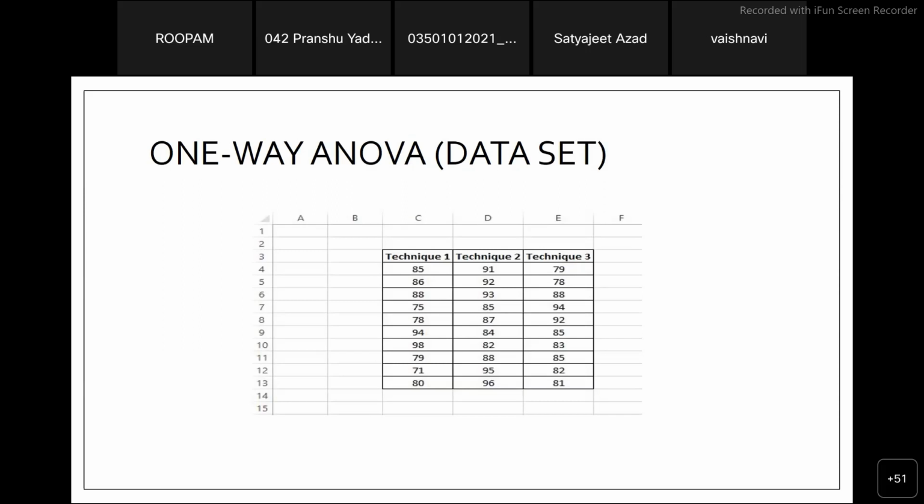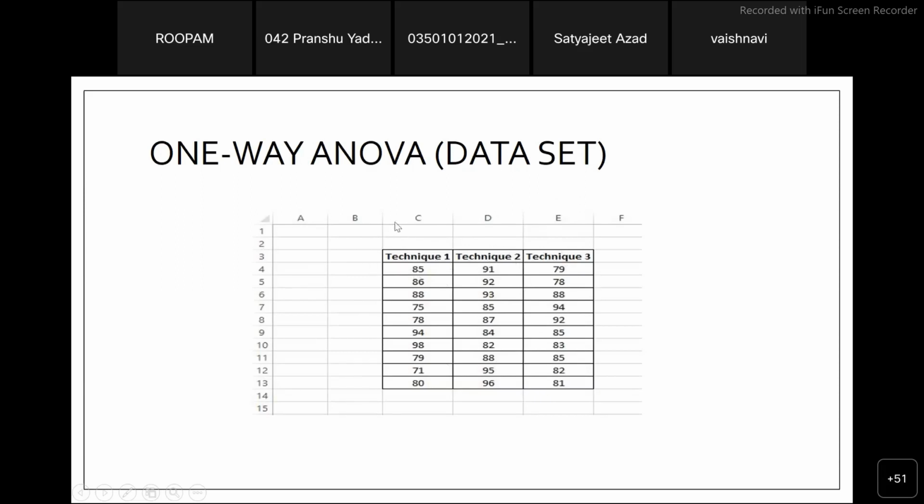So if you see, the response variable is continuous. Response means these entire marks. These are the marks obtained, and these are continuous numbers. But technique 1, technique 2, and technique 3 are the categorical variable. So technique 1, technique 2, technique 3 is the independent variable, and the marks obtained is the dependent variable. So this is a classical case of ANOVA.